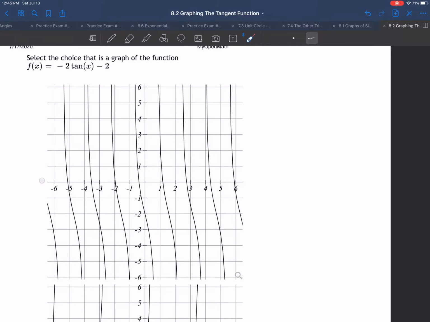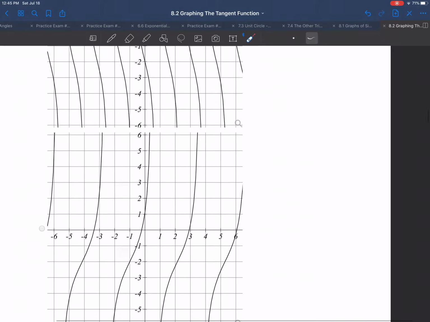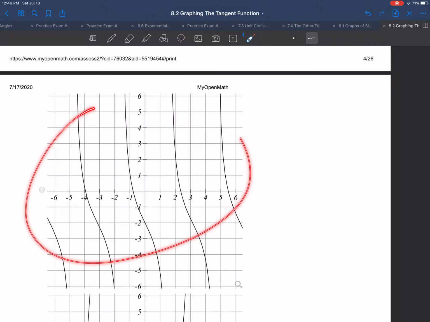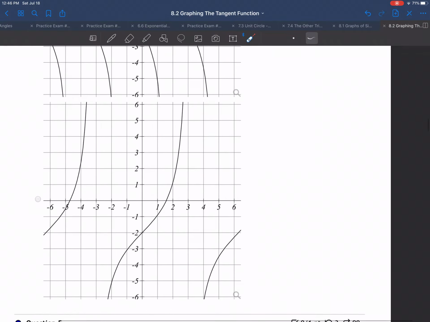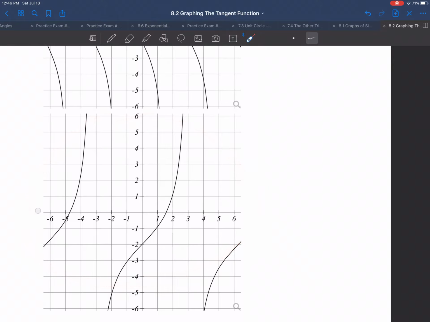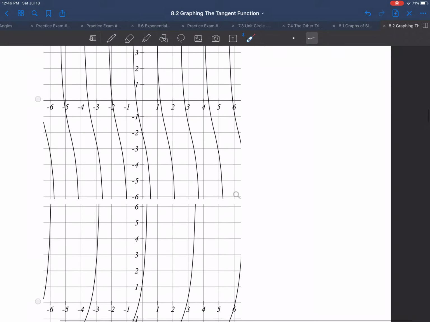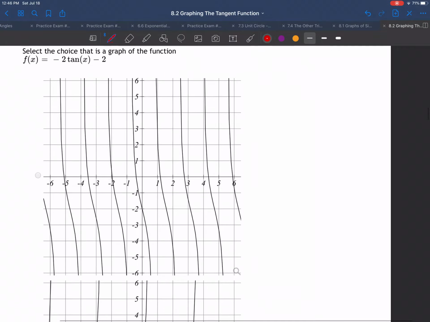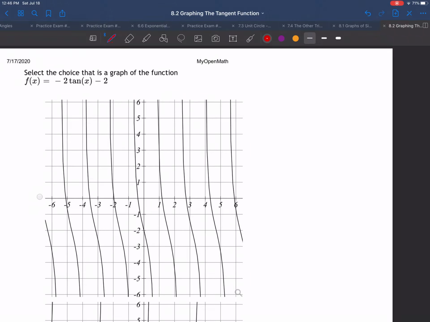In this example, we are selecting the choice of the graph. So this is multiple choice. They give us a function, and then they give us 4 possible answers. Maybe this is the answer, or this one is our second option, or this one's our third option, or this one's our fourth option. One of those 4, which one is the correct graph of minus 2 tangent x minus 2?